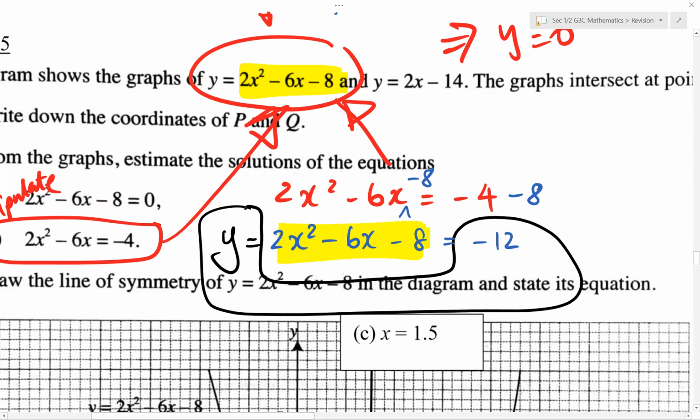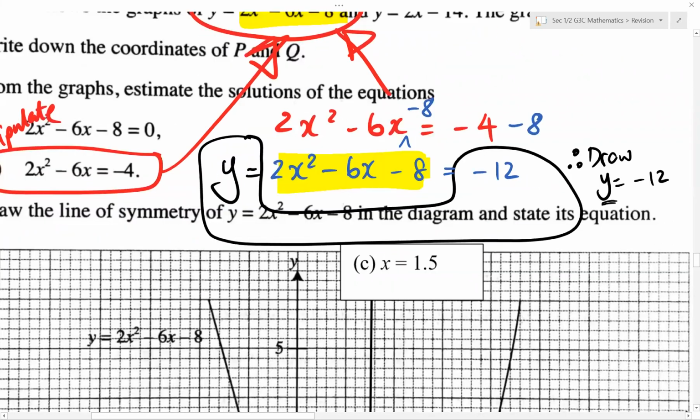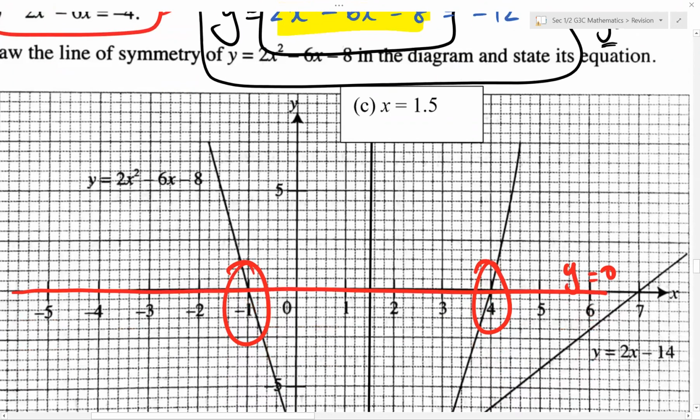the same can be said for this graph that is highlighted, that is outlined. I need to draw y equals -12. And I find the points of intersection. So where is the line y equals -12? Y refers to level. Level -12. Take the lift down to basement, -12.